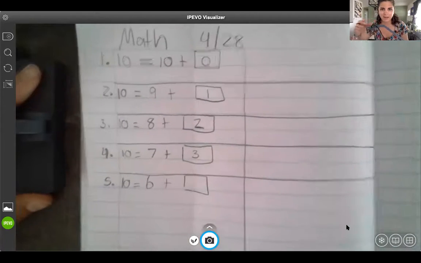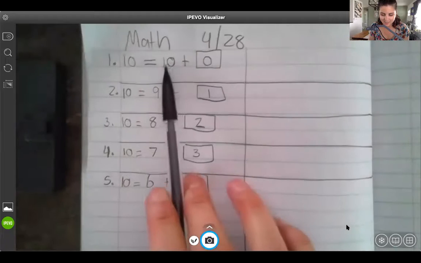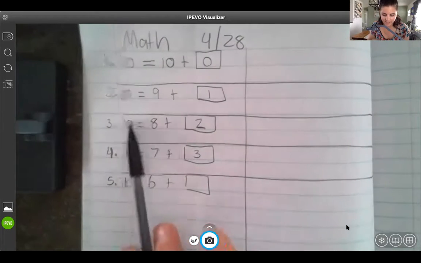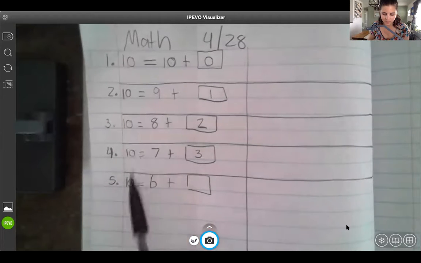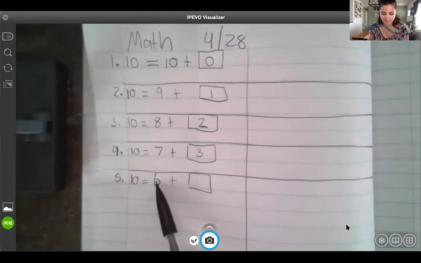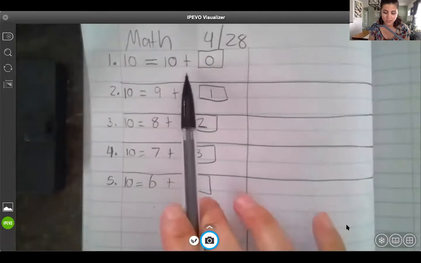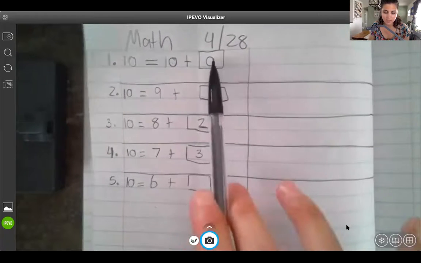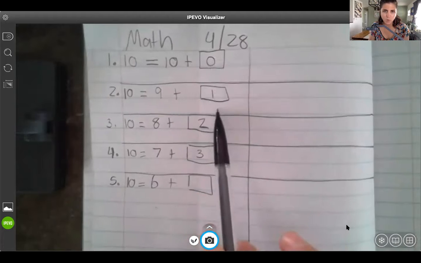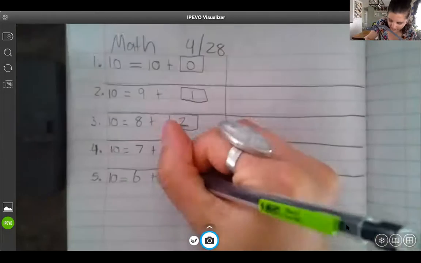So do you guys notice a pattern at all? I do. I see, look, these numbers, actually we'll start right here. These are all 10, 10, 10, 10, 10, 10. Equals, equals, equals, equals, equals. And then take a look at these numbers. 10, 9, 8, 7, 6. What's going to come next? 5. Yeah, they're decreasing. And then these are addition problems. And then look at the squares. What pattern do you see? 0, 1, 2, 3. So what is this going to be? 4. Yeah, I see some patterns.